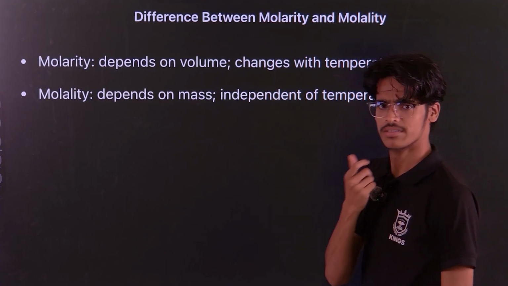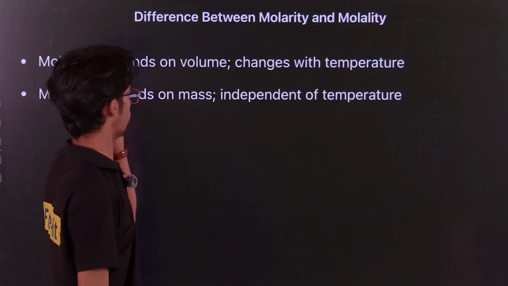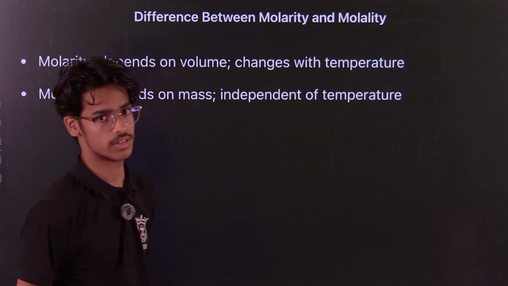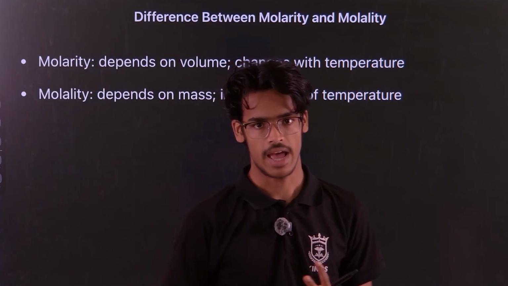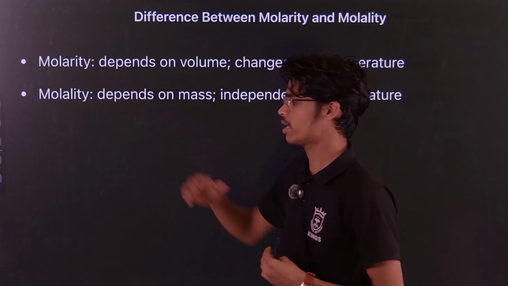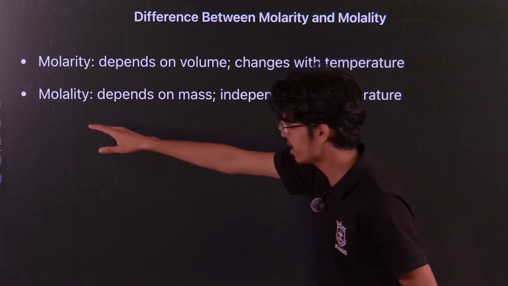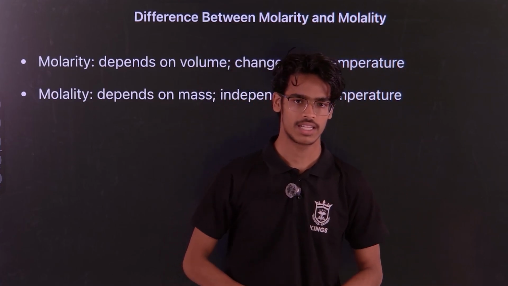Why? Can you think of the reason? Any reason you can think of why molarity is dependent upon temperature, whereas molality is not? When you are changing temperature, the volume changes, hence the molarity changes. But when you are changing temperature, the amount of mass will not change, hence the molality is independent of the temperature. I hope you are able to understand the content of this particular lecture.